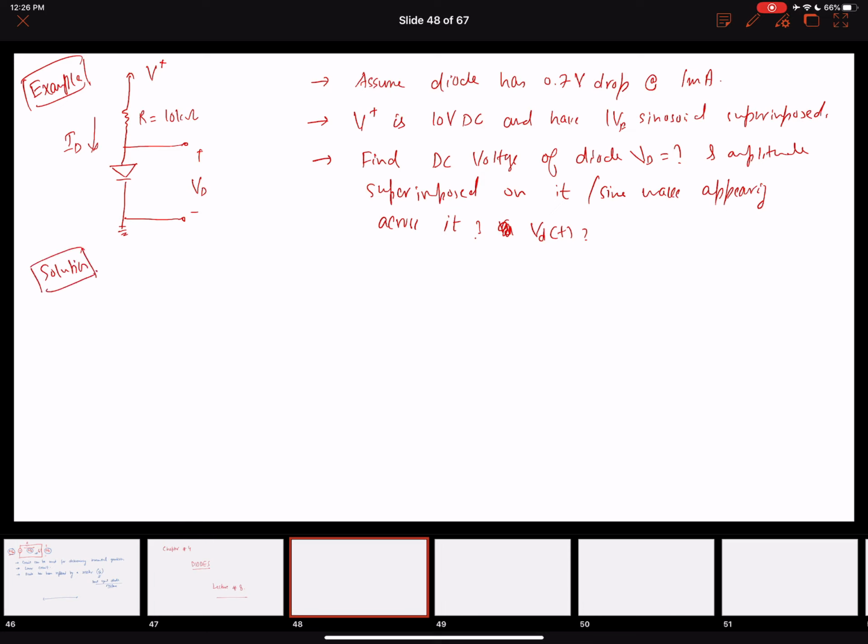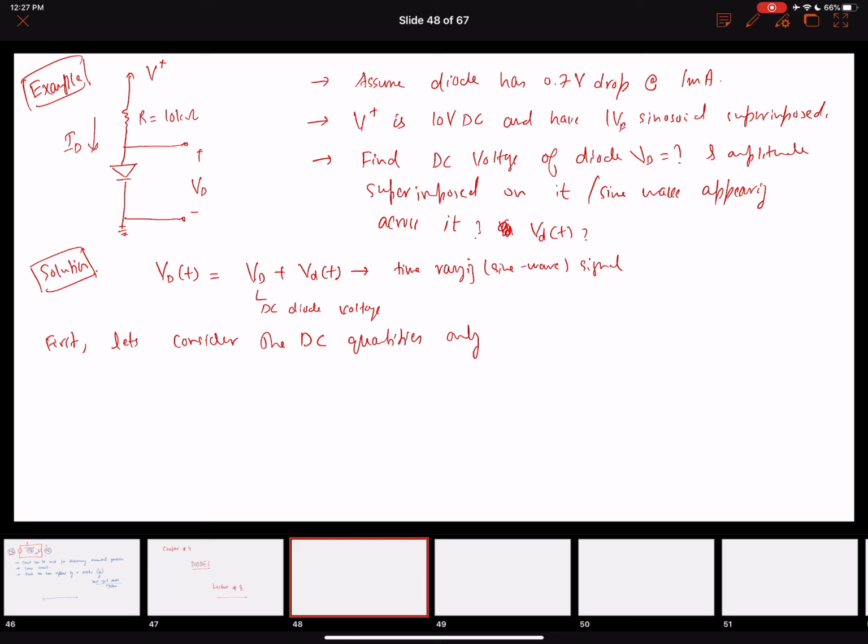In the solution, we can see that the total instantaneous voltage at the diode will be the sum of the DC voltage plus the time varying component. So this is the DC diode voltage, and this is the time varying sine wave signal superimposed on the DC voltage. So we are interested in finding this thing out. All right, so let's consider the DC quantities only. If we only consider the DC quantities, then from the assumption we know that our VD was 0.7 volts.